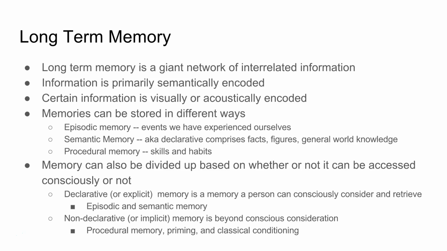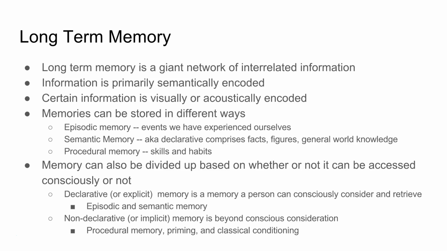And the information that we store in our long-term memory is primarily semantically encoded. That is, it's based off of words and word imagery, and so word meanings. And so that's how we remember things, is through words. And some information is stored visually or acoustically, but for the most part, it's encoded semantically. That is, through words and word meanings. And so we kind of have these interesting things happening.